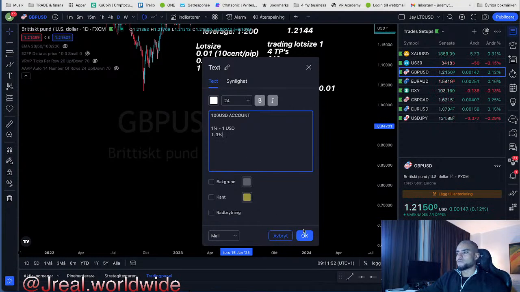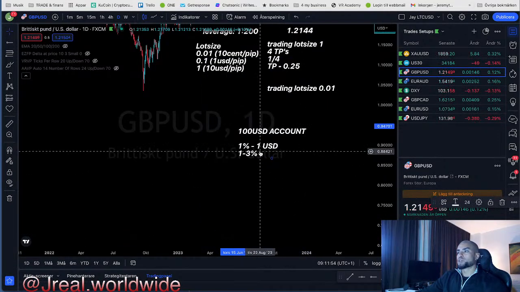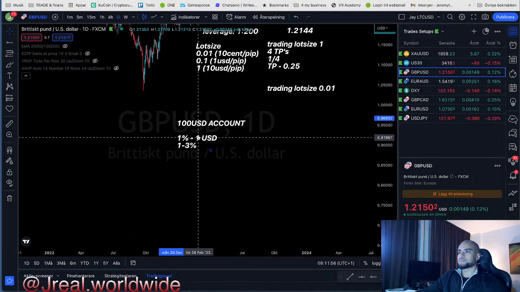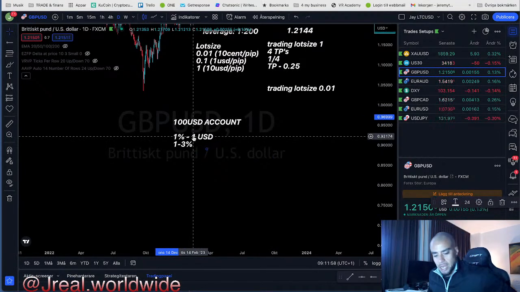Now, how do you know how much you are risking per trade? Simple. I will show you guys. So this is why it was so important for you to understand what lot size and pips are.